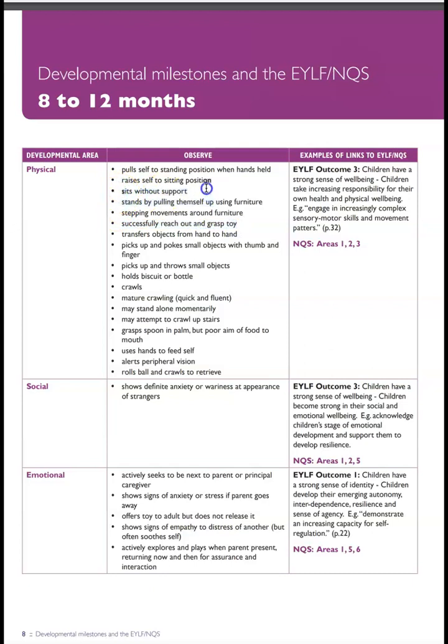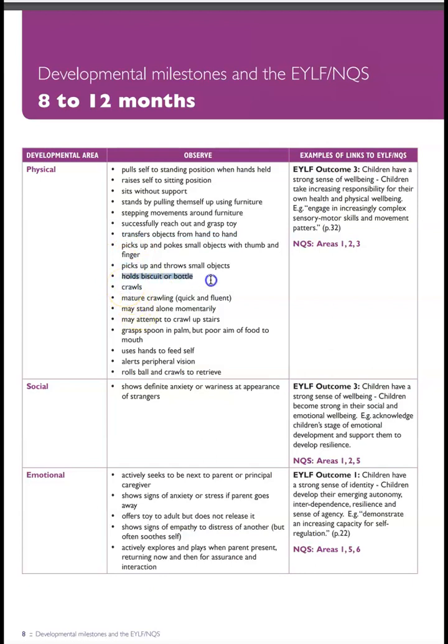sits without support. Yeah, maybe when he self-feeds, he sits without support. Also transfer objects from hand to hand. We haven't observed this, but if he was able to move the spoon from one hand to another, that would be the evidence of that. Pick up small objects. So the spoon is a small object, so a child is able to pick it up.